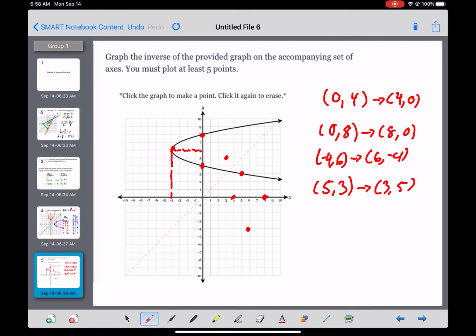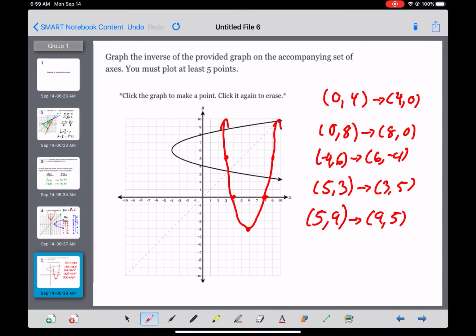And there's another one here at maybe 5, 9. So then swap those. 9, 5 will be on our graph. So 9, 5. I'm just going to clean this up a little bit. And then on Delta Math, as soon as you plot that 5th point, it will automatically draw the graph for you. So we'll be able to see it is the same shape, just reflected over this diagonal line.